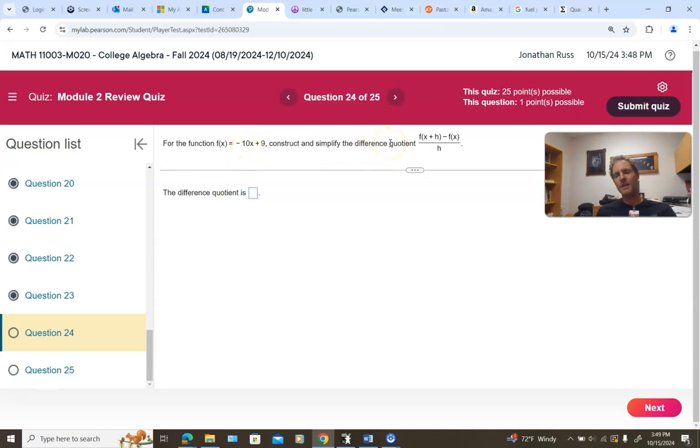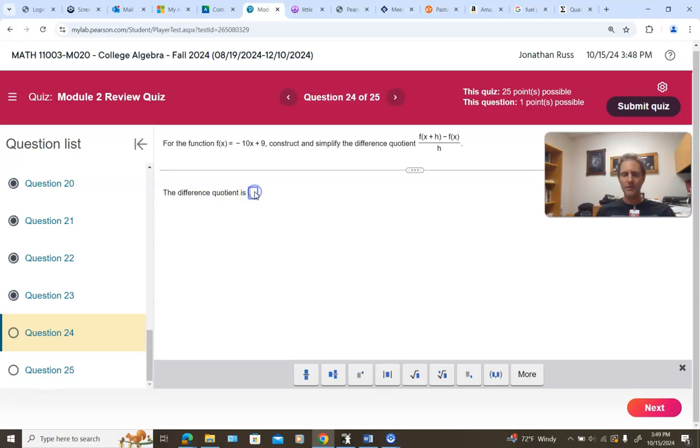Remember, the difference quotient tells us the slope of a line that goes through any 2 points on the function. Well, because this is a linear function, it doesn't matter what 2 points you pick. The slope will always be the same. And furthermore, this function is in slope-intercept form, and the slope is -10. It's just the number in front of x. So the difference quotient is just going to be -10. You can work it out the long way if you want, and after you cancel everything, you're going to be left with just -10.